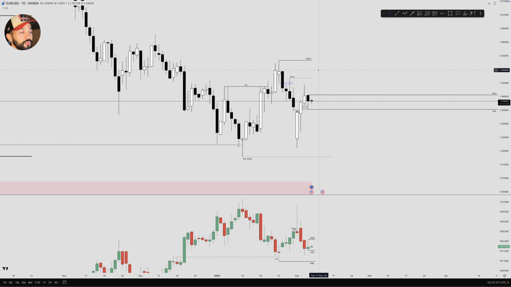Right, so as usual we're going to start off here on the daily. We have EU on the top, DXY on the bottom. Let's talk about the daily analysis some more, right? Let's get our daily bias going. I'll give you some idea into how I'm getting my daily bias.